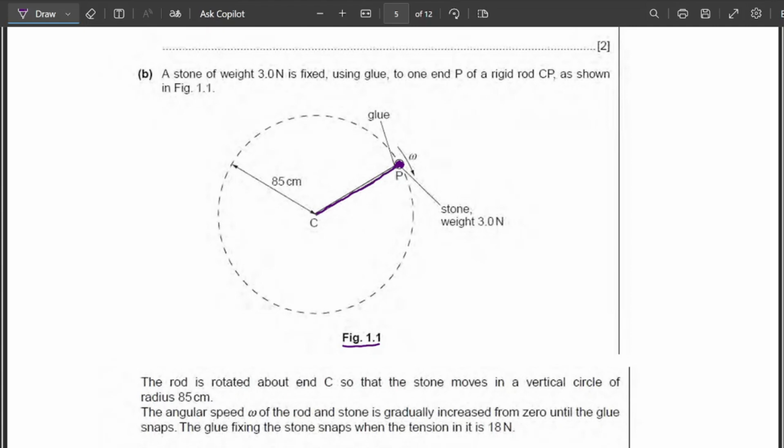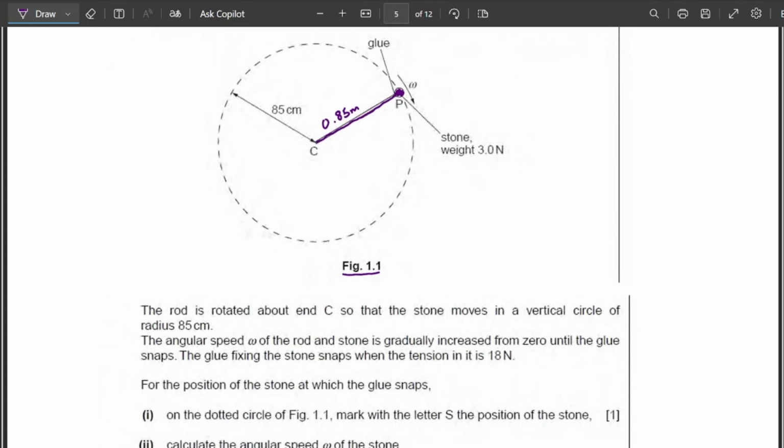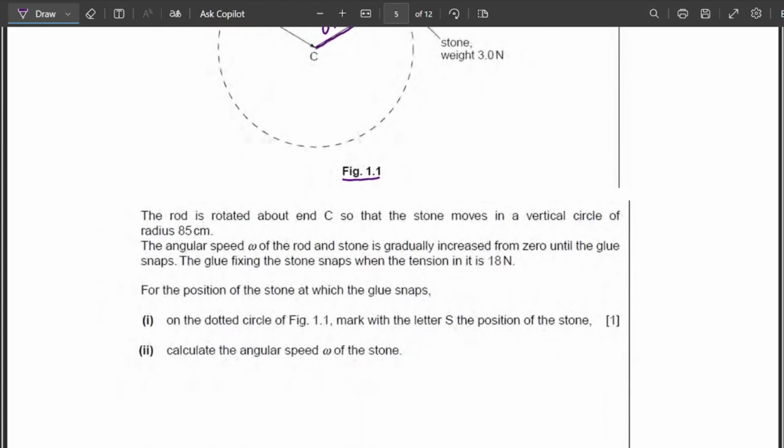And I think the radius of this is 85 centimeters, so I think this thing right over here also has to be 85 centimeters, but I'm just going to convert this to meters and write 0.85 meters over here. So it's basically this stone is going in a circular motion. We can clearly see that. In the next part, it says that the rod is rotated about the end C, so that the stone moves in a vertical circle of radius 85 centimeters.